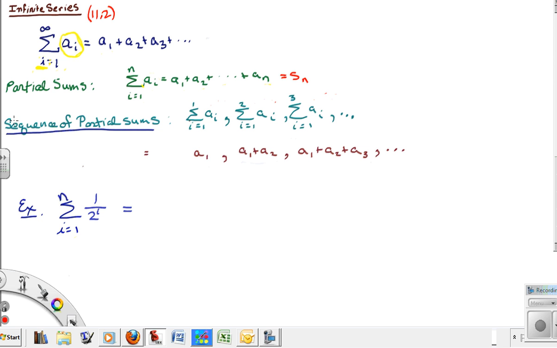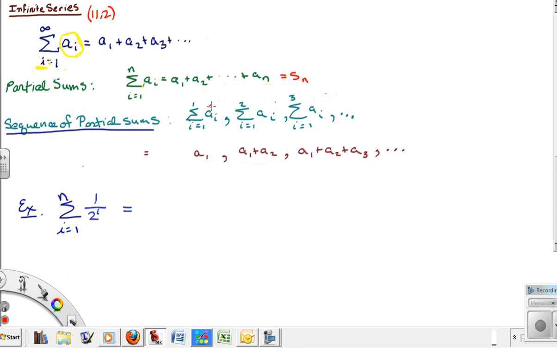Now recall the last set of videos we made, where we talked about sequences. So we know about sequences, we know what it means for a sequence to converge, and we're going to describe a series converging in terms of sequences converging. The partial sums are just finite segments of the series. So the nth partial sum is just the sum from i equals 1 to n of a_i, which is just that finite sum, a1 plus a2 plus dot dot dot plus an, which we'll call sn.